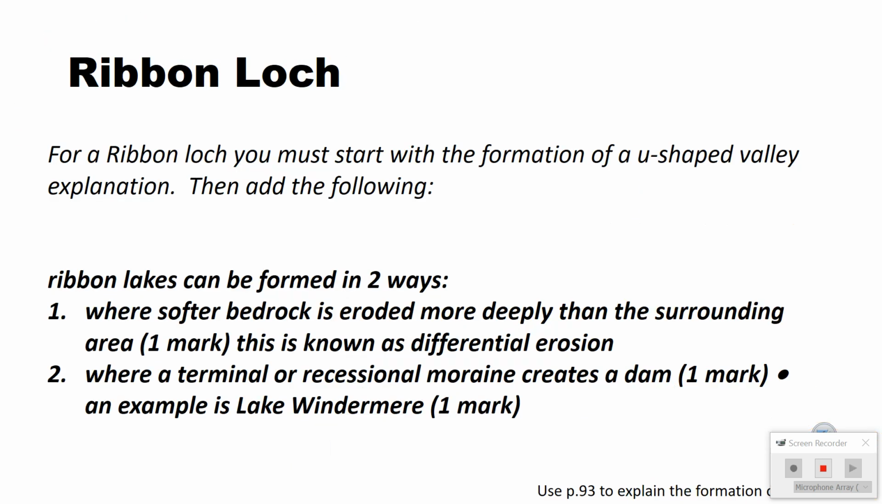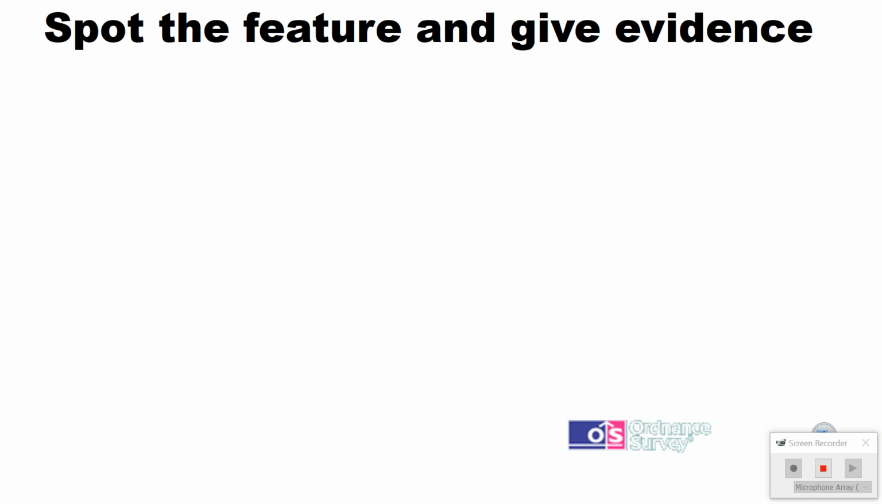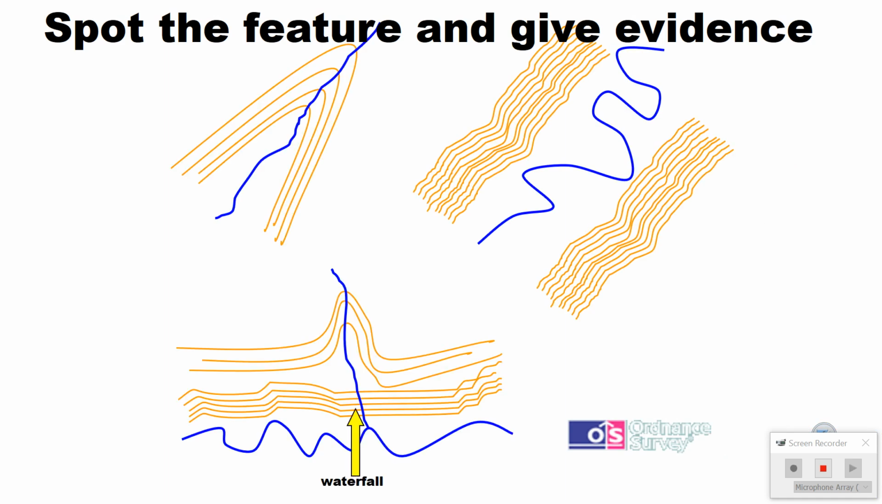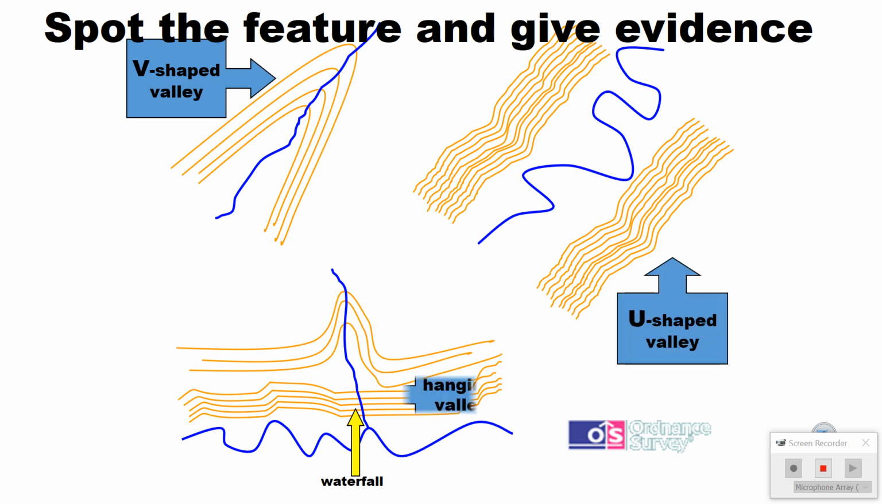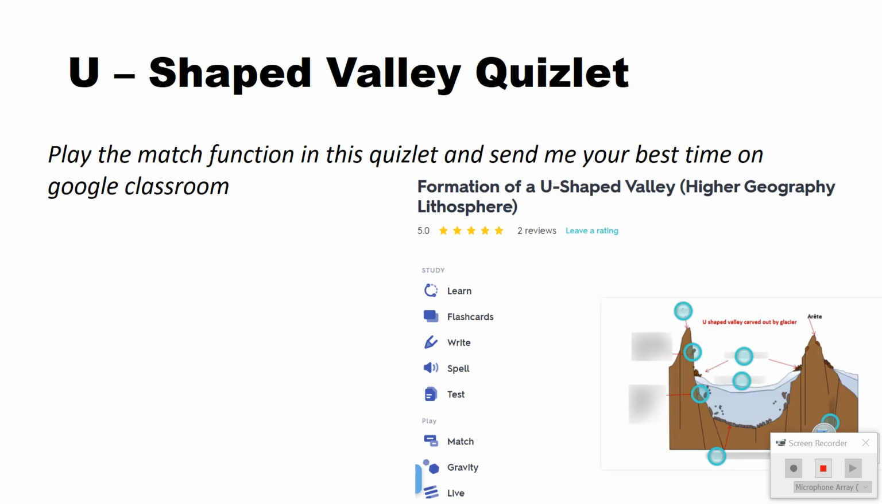Can I give you a good example of this? So spot the feature and give evidence. V-shaped valley, U-shaped valley, and a waterfall. What I might just do quickly, I might build this into a slide. I don't think I put it in.